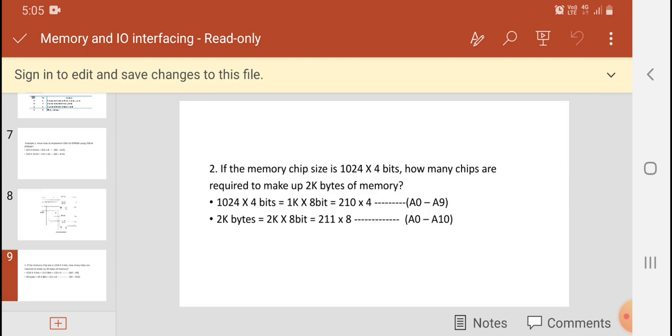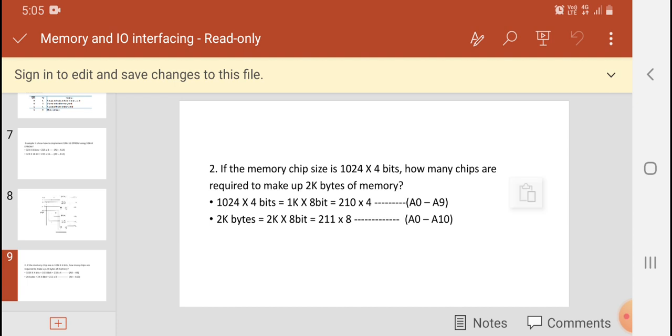Let us go for one more example. If it is 1024 into 4 bits, that means 1024 is approximately 1K. So 1K into 4 bits is my available IC. Using that, I need to design 2K bytes, that is 2K cross 8.